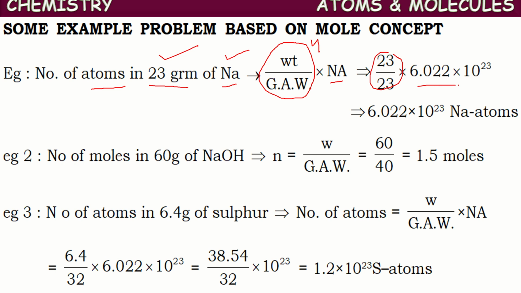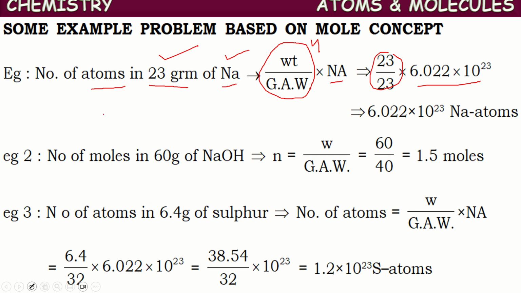Okay, Avogadro number, this is 6.022 into 10 to the power of 23. The number of moles, 23 by 23, we are getting 1 only. So therefore 6.022 into 10 to the power of 23 sodium atoms. That means if you are taking 23 grams of sodium, it contains 6.022 into 10 to the power of 23 sodium atoms.